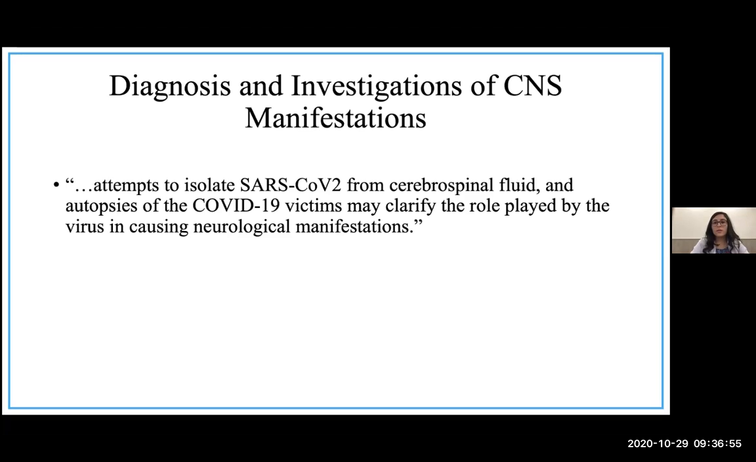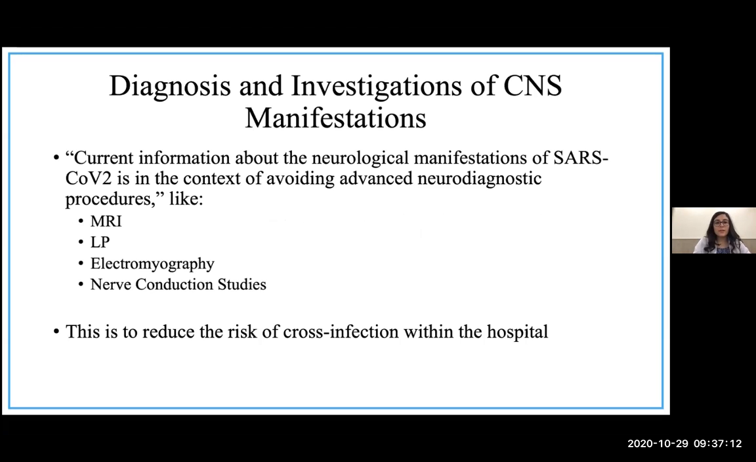I've looked up diagnosis and investigations of CNS manifestations, and there were 2 articles. So the earlier article believed that you had to isolate SARS-CoV-2 from cerebrospinal fluid, and that autopsies clarified the role played by the virus in causing these neurological manifestations. However, the more recent article said that all the current information we have about neurological manifestations is in the context of avoiding advanced neurodiagnostic procedures like MRIs, lumbar puncture, electromyography, and nerve conduction studies. And this is due to an attempt to reduce the risk of cross-infection within hospitals.